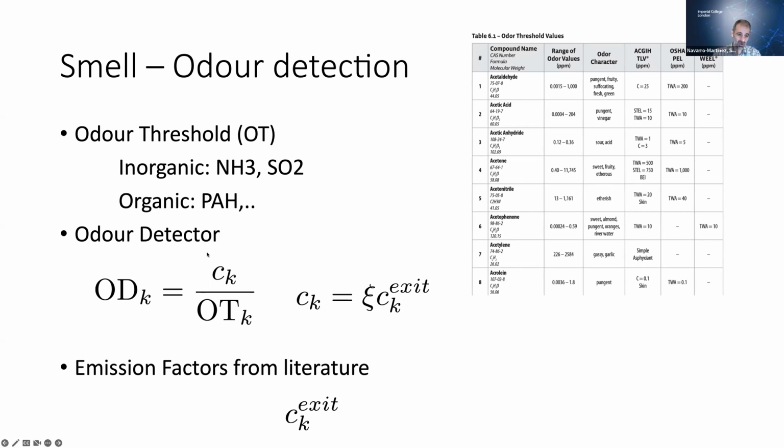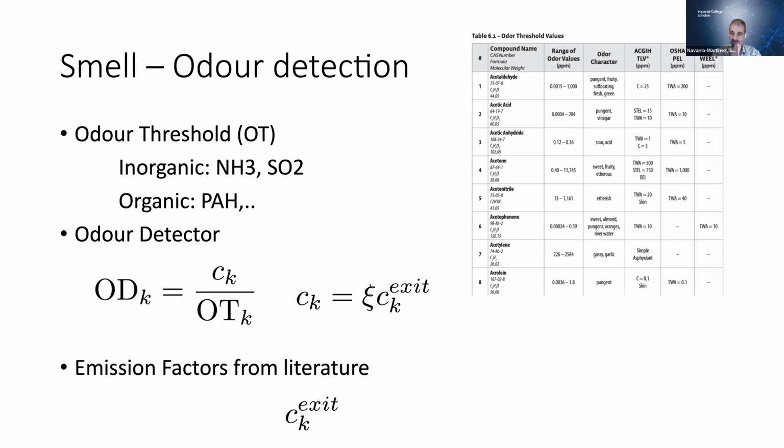What we do is we define odor detectors, which is basically a normalization of the concentration of a particular component to its own threshold. And these concentrations are basically normalized as well by the exit value. The exit value is the emission factors from literature. Ideally, you should have a gas chromatography on the weapon, and that will give you these numbers. But these numbers are very, very difficult to measure. Just to give you an idea, these are usually very, very small numbers.